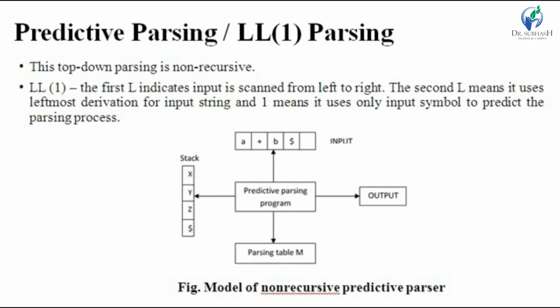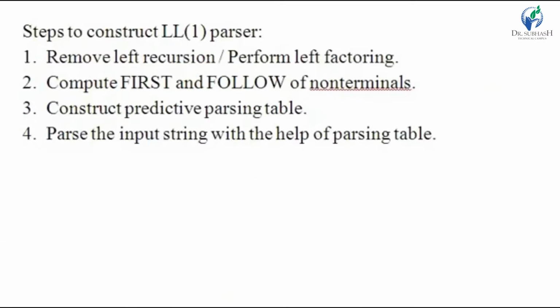Here is the block diagram of the LL(1) parser. The predictive parsing program takes the input, like a plus b, with a $ sign at the end to mark the end of the string. The stack holds the input string, and at the end it considers the $ sign, which means end of string. It generates output and uses the parsing table M. So, the steps to construct any LL(1) parser.